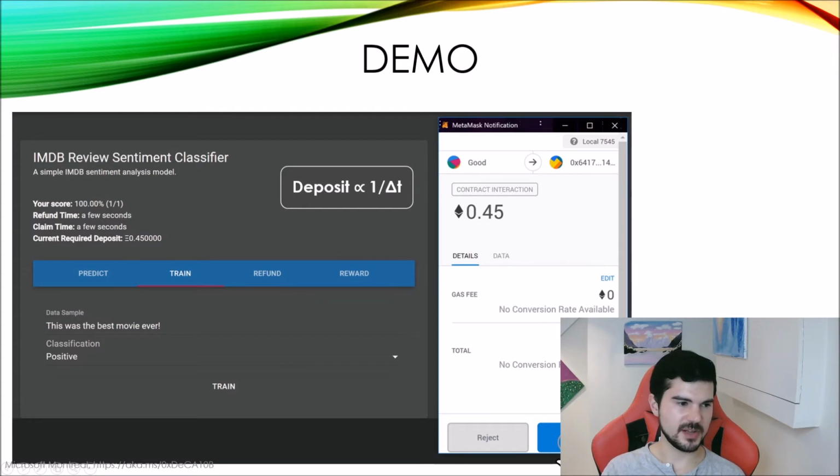So the deposit here is proportional to 1 over the time since data was last added. So with this incentive mechanism, that's a way to stop people from submitting lots of bad data in a short amount of time. It would make that very expensive. So they click confirm, and we can now go to the refund step.